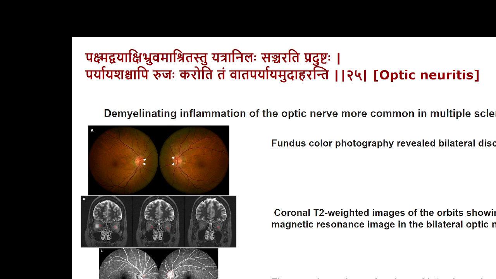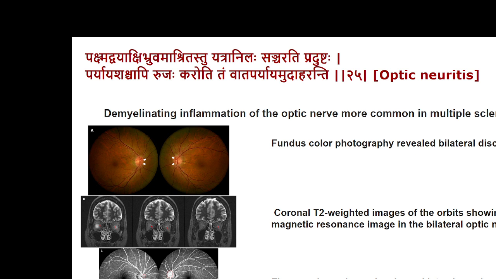The next type of condition is vata viparyaya. Pakshmadvaya akshibhromashirastu yatra anilah sancharati pradushtah paryayashaschapi rujak karoti tam vata paryayam udaharanti. It is a pain produced in the area, resulting in abnormality of the movement of the palpebrae. The palpebral movements would be affected, and there would be severe, acute pain. That's quite common in what we call optic neuritis, a variation of neuralgia, like trigeminal neuralgia.